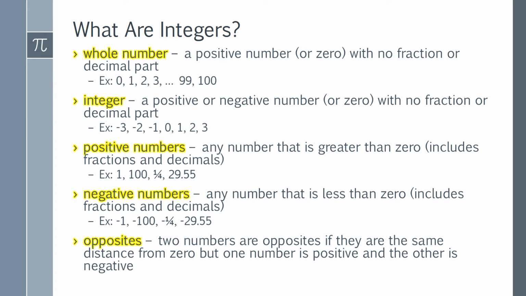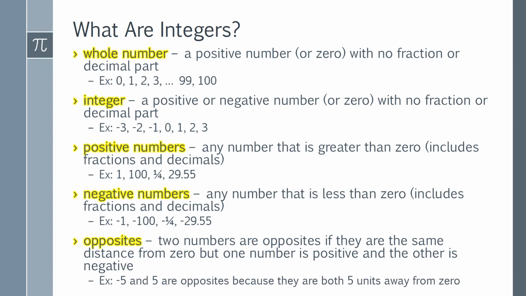We also need to know what opposites are. Two numbers are opposites if they are the same distance from 0, but one number is positive and the other is negative. For example, negative 5 and 5 are opposites because they are both 5 units away from 0.